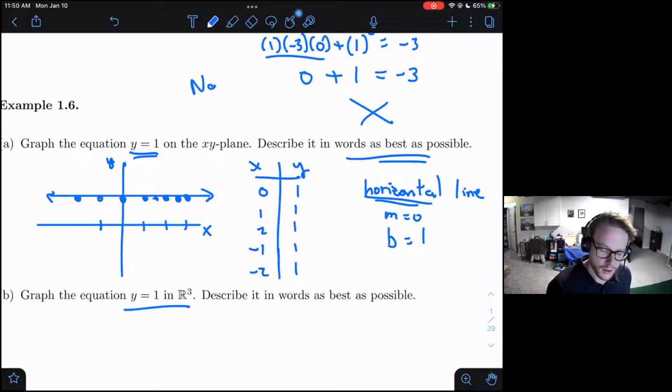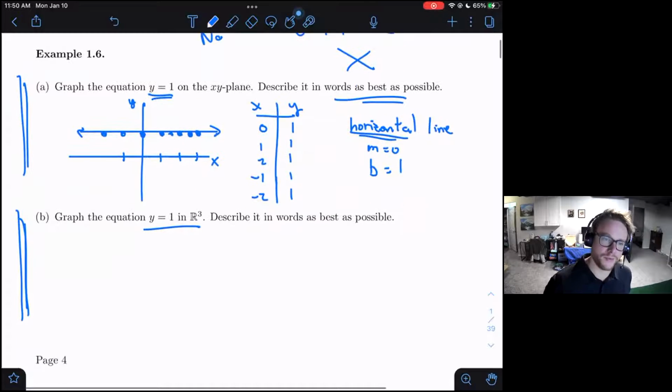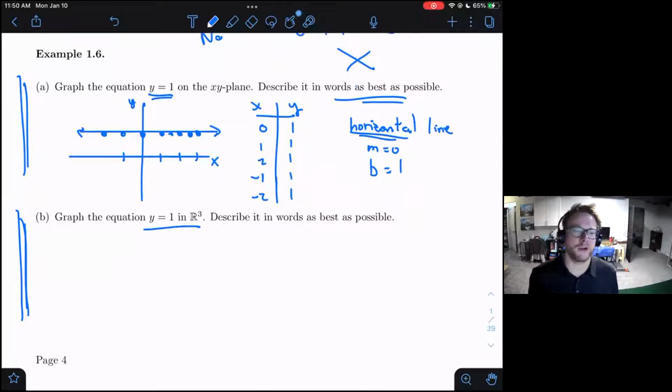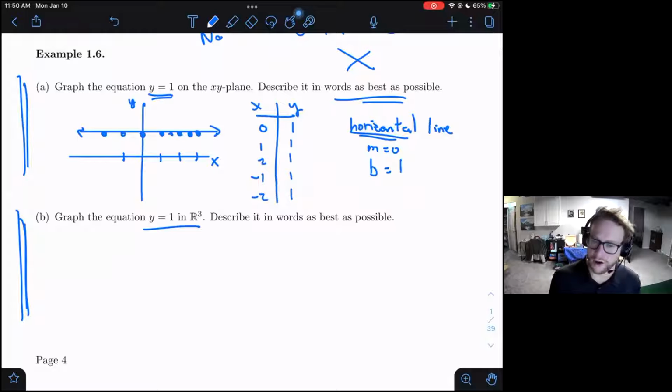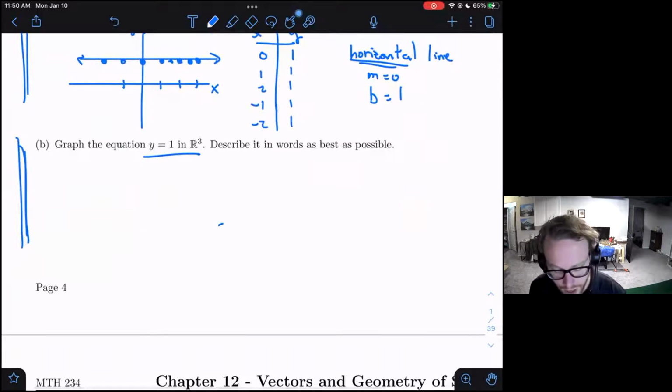Okay. Now let's upgrade this. Instead of just the XY plane, I'm going to try to graph this in R3. So let me go ahead and draw out my coordinate axes.